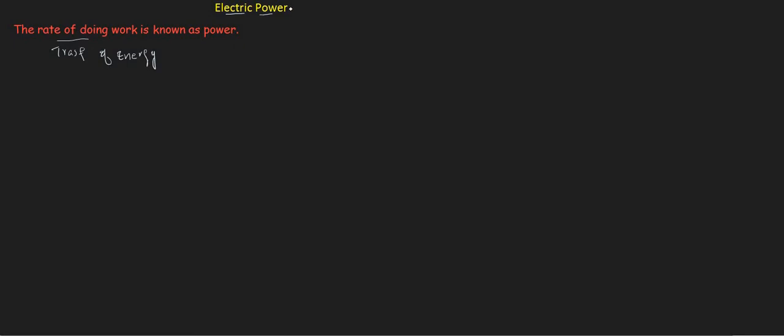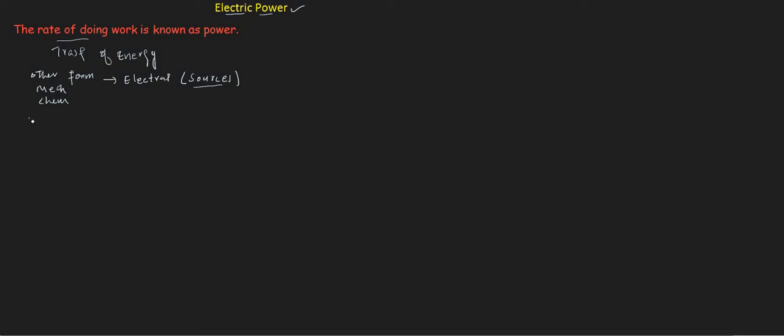And in the case of electrical power, if energy is converted from some other form to electrical energy in a device, such components are known as sources, which provide power to the circuit. That means from mechanical to electrical or from chemical to electrical, such components are used as sources which can deliver power.